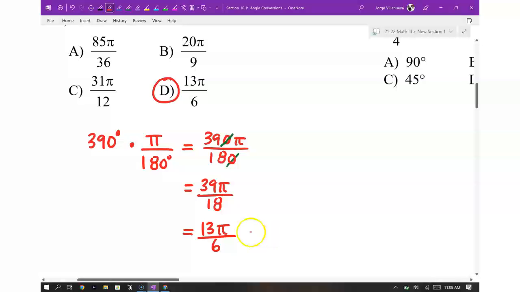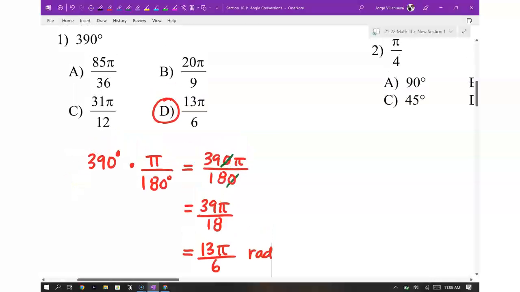Now sometimes they put rad like that, but obviously our answers don't have that. You don't have to write the radian part, but sometimes they will write it, okay, or radians. So it just depends on the book. So this is how you convert an angle in degrees to radians.